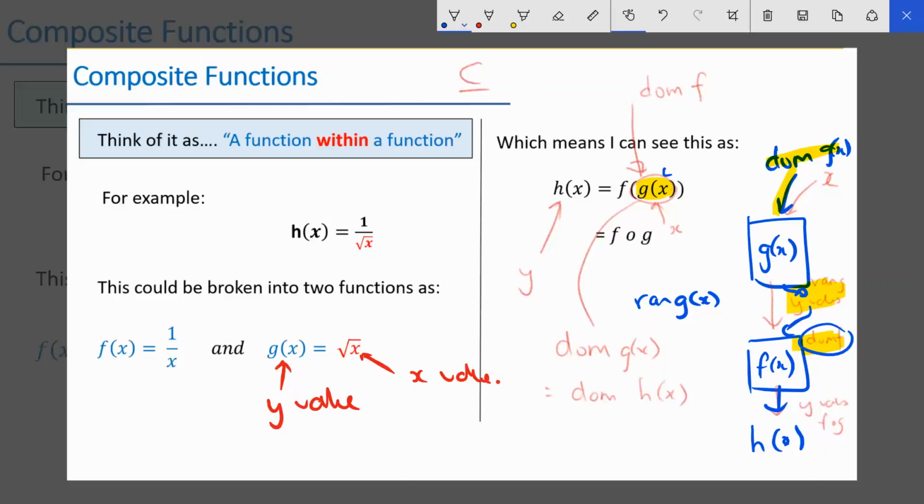So domain of g, you put any value in, 1, 2, 3, 4 goes in, spits out the range of g. It could be 10, 11, I don't know what it is, right? Spits out a number. That number is then put into the domain of f. Then after the domain of f, it spits out a y value for f. But that actually is the image. Okay, so the bottom is the image. And that is the picture of what we call the composite function.